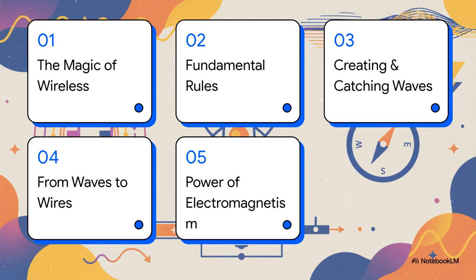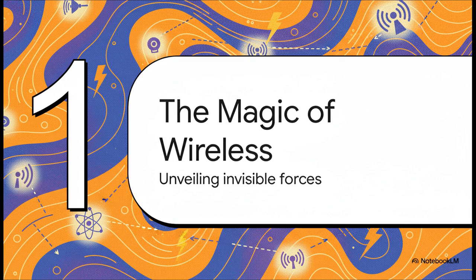So, here's our game plan. We're going to start with the magic of wireless, then look at the 4 fundamental rules behind it. After that, we'll see how to create and catch waves, link it all back to simple wires and circuits, and finish up by looking at the true power of electromagnetism. Okay, let's jump right in.